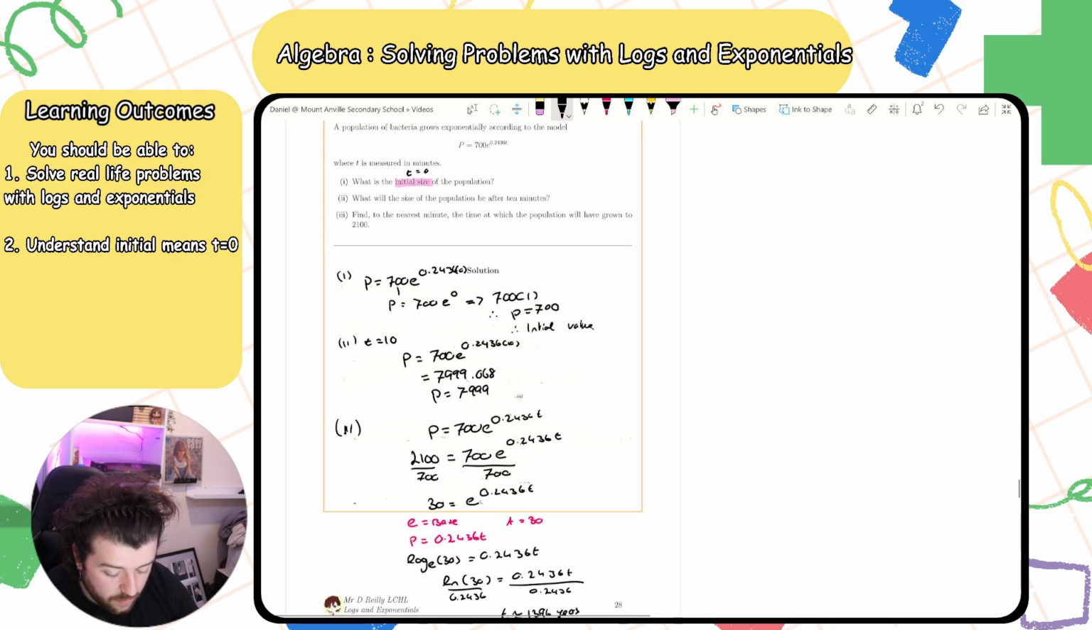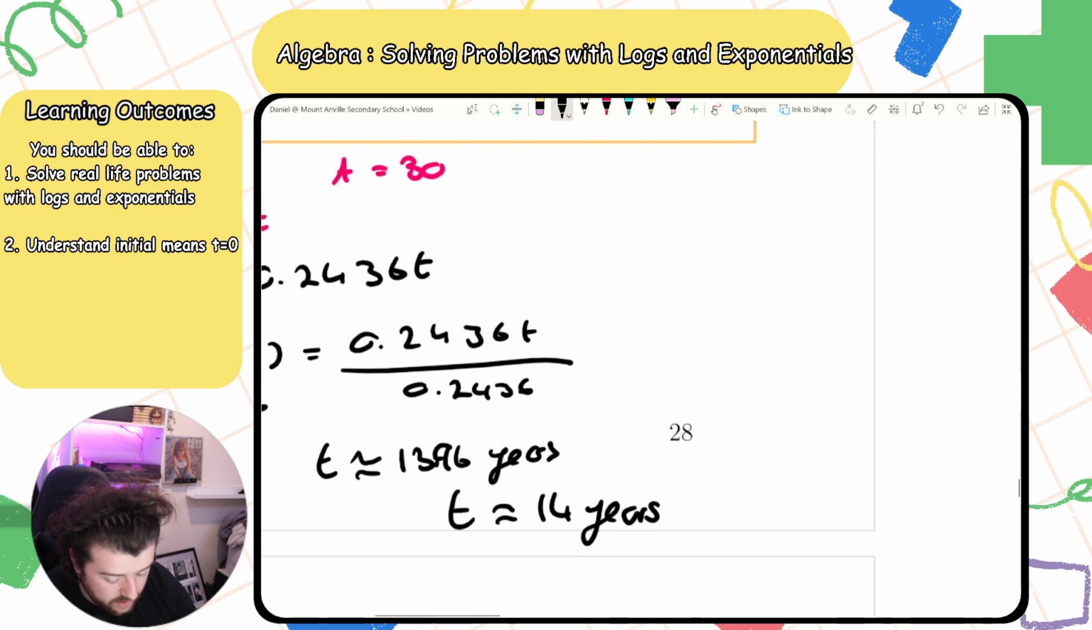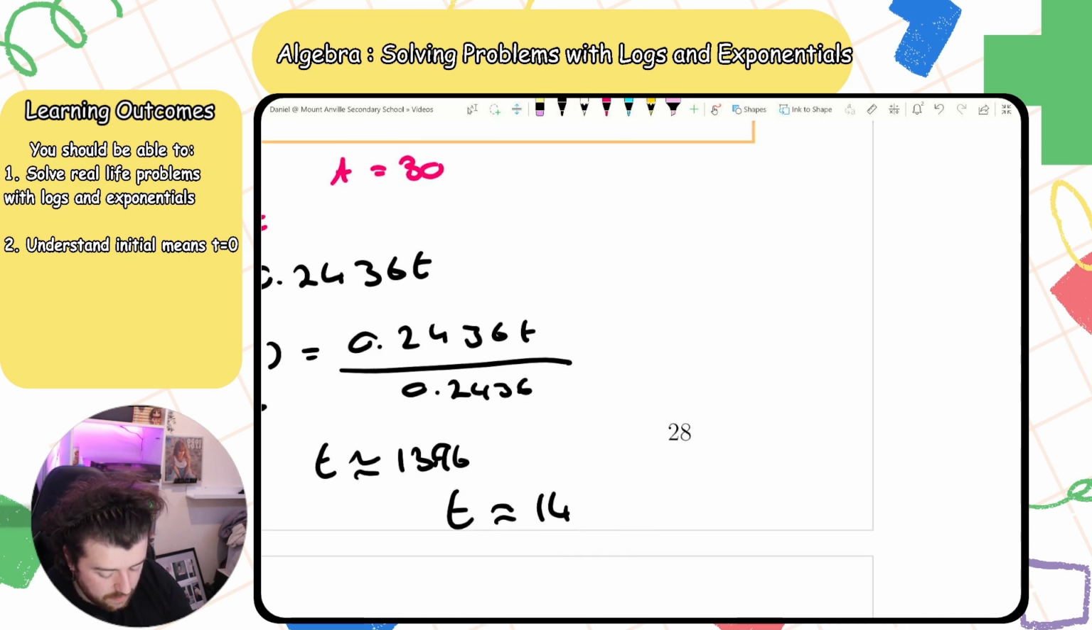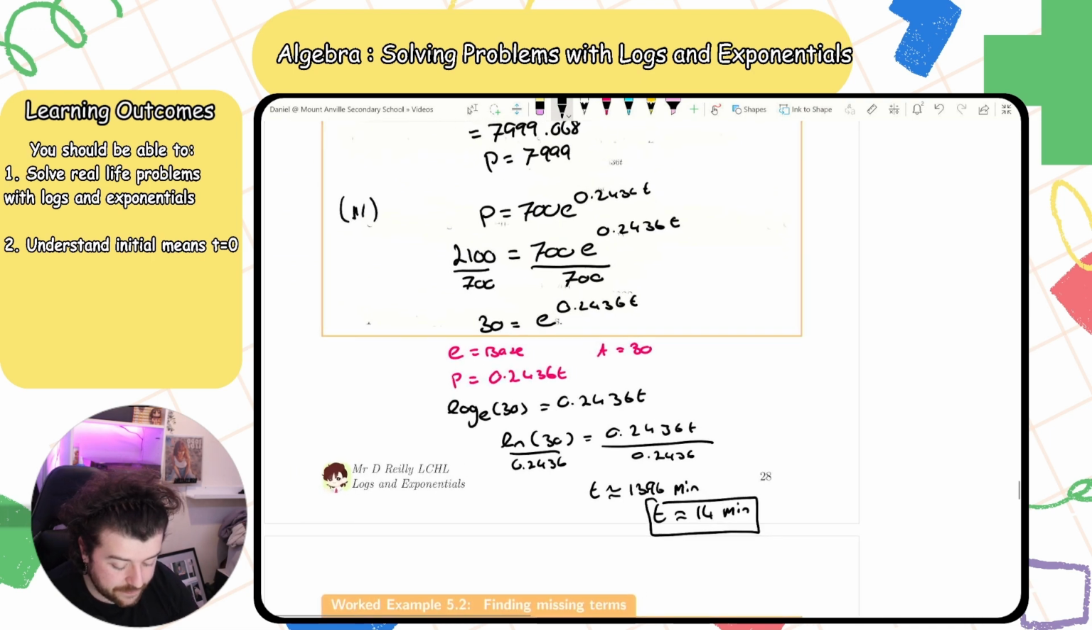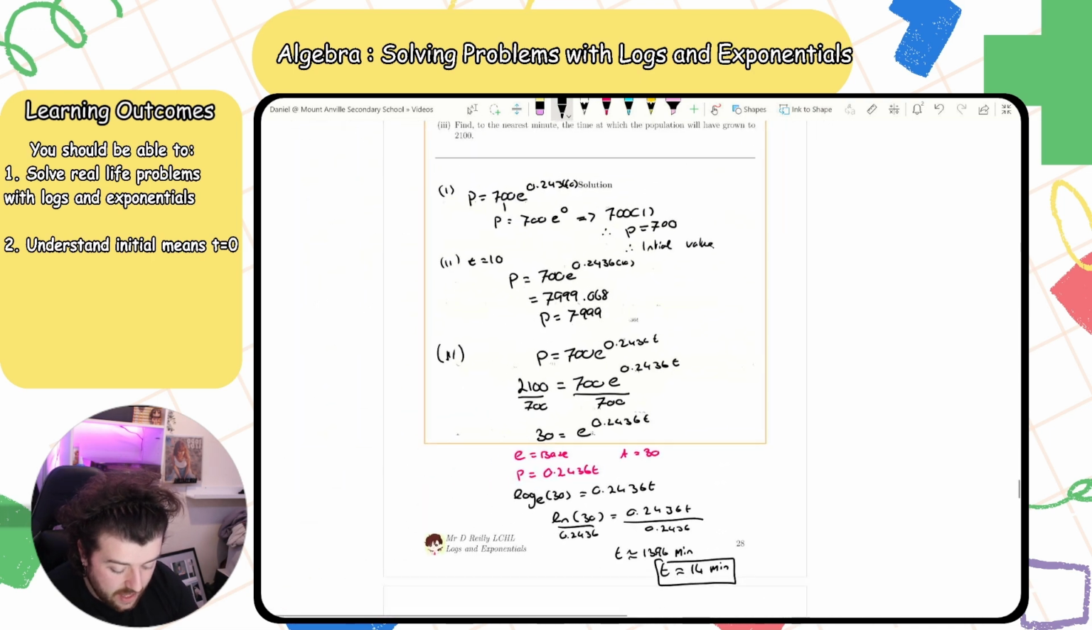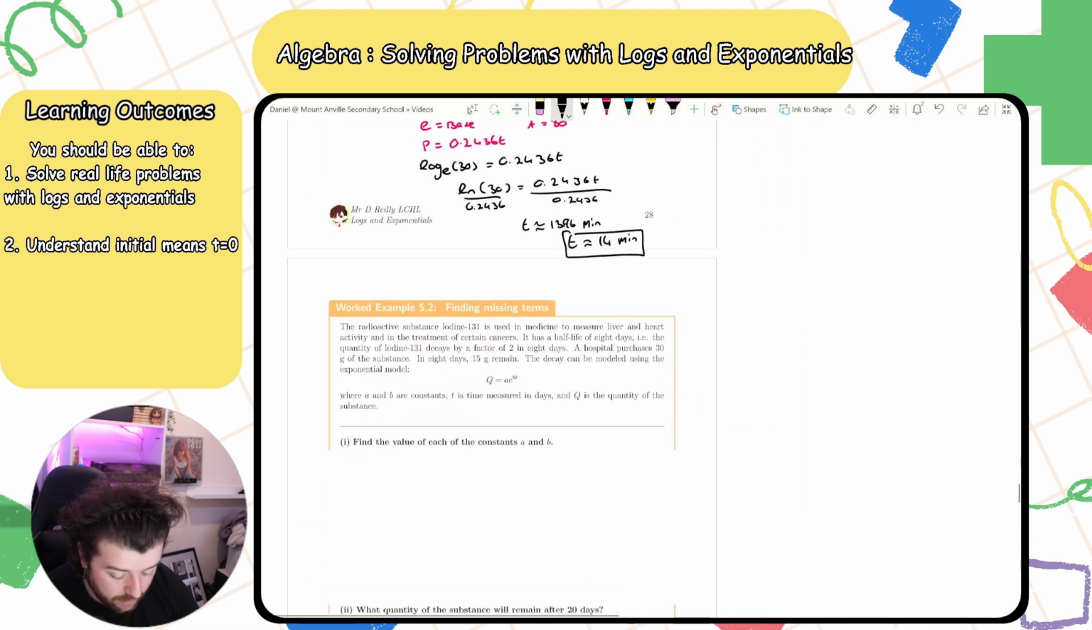years. So I'll say 14 minutes, not years, minutes. Don't know why I said years, minutes. That's what we're working with. 14 minutes. Right, let's look at the next problem.